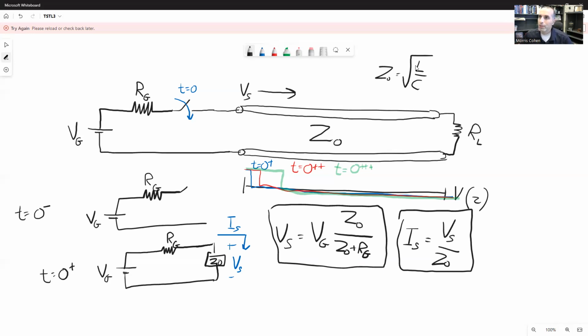The question that we're going to answer in the next module is what happens when this wave reaches the load and encounters that load resistor. And that's going to start off the very important ping-ponging process. It's going to get us to the circuit steady state that we know should exist.